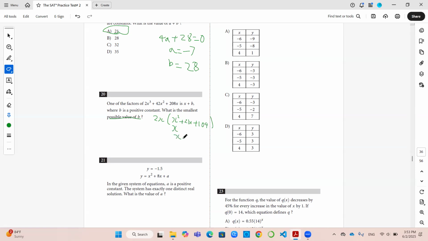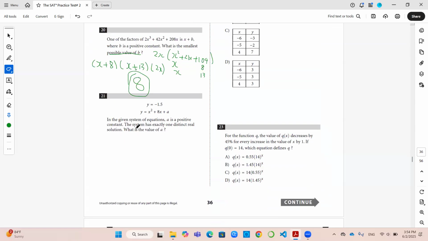And I'm going to go ahead and write 8 and 13 here. So if I write this out, it becomes x plus 8, x plus 13, and we have a 2x at the end here. As you can see, 8 is the smaller guy. So 8 is the correct answer.